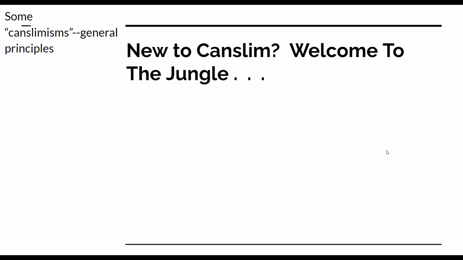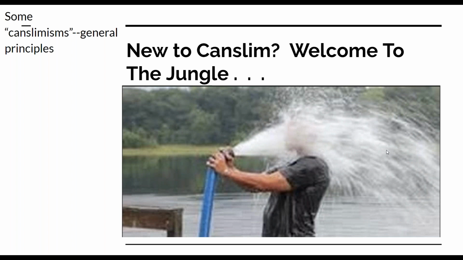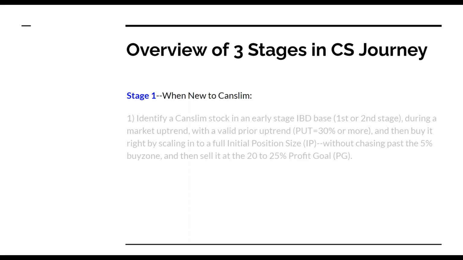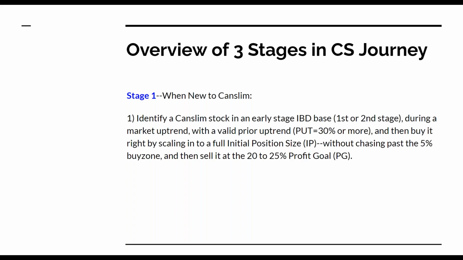So if you're new to Canslim, welcome to the jungle. Sometimes it's a little bit like this. So I'm sort of going to break it down, give you an overview of 3 stages in the Canslim journey. When you're new to this, here's what we're trying to do. We want to identify a Canslim stock in an early stage IBD base, that's a first or second stage base, during a market uptrend, that's the M factor. We want the stock to have a valid prior uptrend. We abbreviate that PUT of 30% or more. And then we want to buy it right by scaling into a full initial position size without chasing past the 5% buy zone.